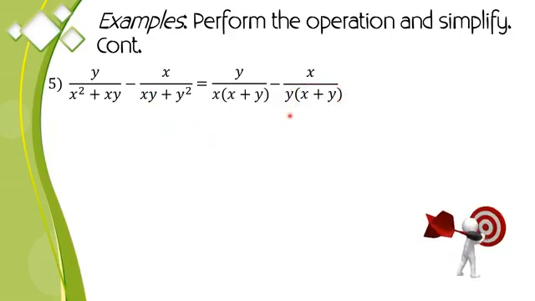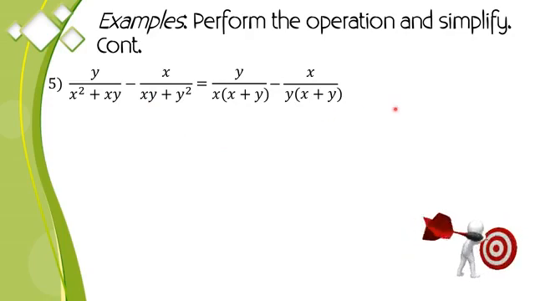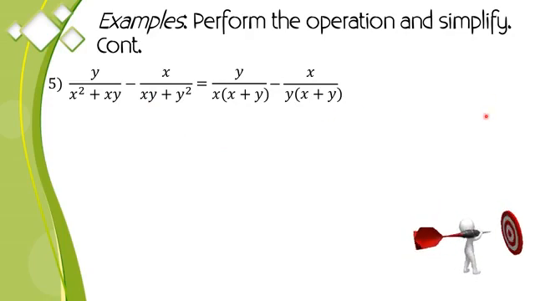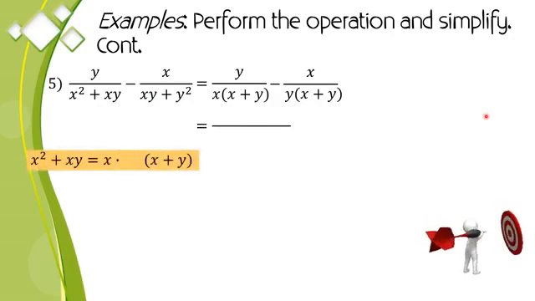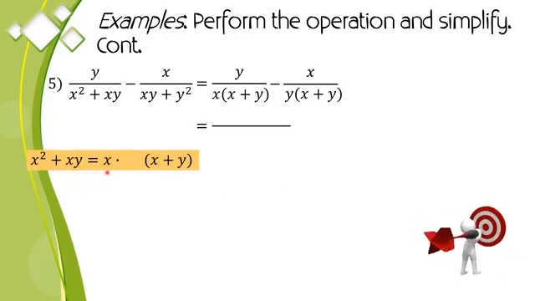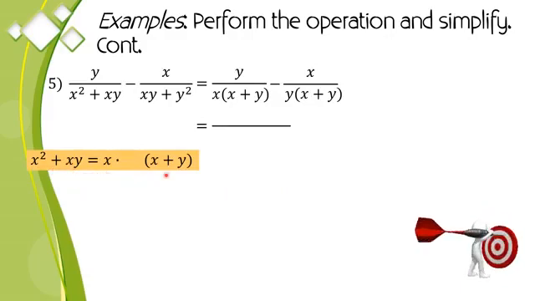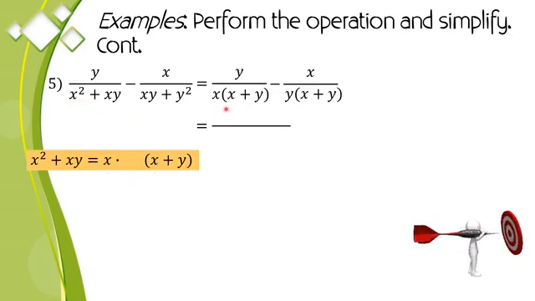Now after factoring out the denominator, let's get the LCM of the denominators. Now, the process of finding the LCM, you have x squared plus xy, and the prime factors are x times x plus y. So yung nakuha natin kanina, you have this one, and the factor is x times x plus y.